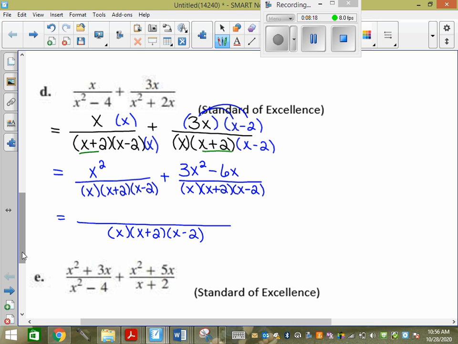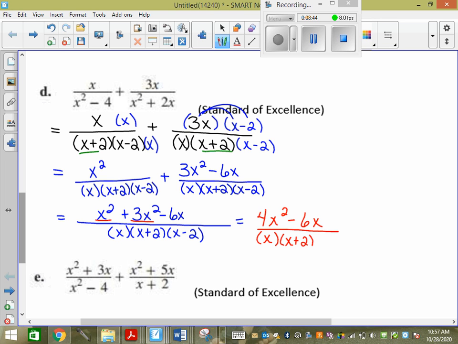And then I write my whole numerator, x squared. When I have a plus sign in between, does that affect anything? No, it's only when it's a subtraction or a negative that we have to distribute it through, right? So we get x squared plus 3x squared minus 6x. My next step is always to collect like terms. So 3x squared plus x squared is 4x squared minus 6x over (x plus 2)(x minus 2).